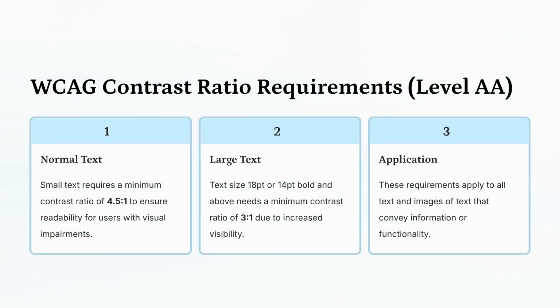For normal text, a minimum contrast ratio of 4.5:1 is required under WCAG level AA. Large text, which is 18-point or 14-point bold and above, needs a minimum contrast ratio of 3:1. These requirements apply to all text and images of text that convey information or functionality.